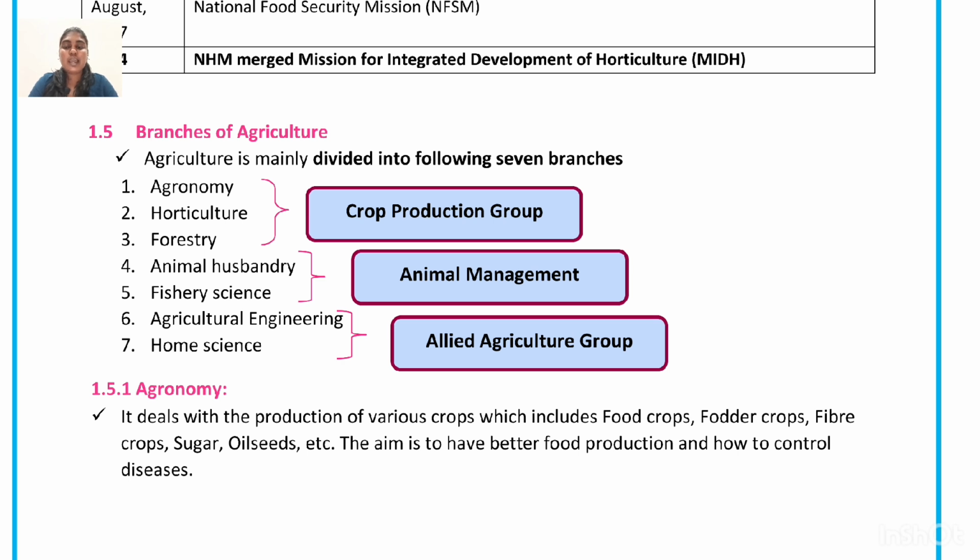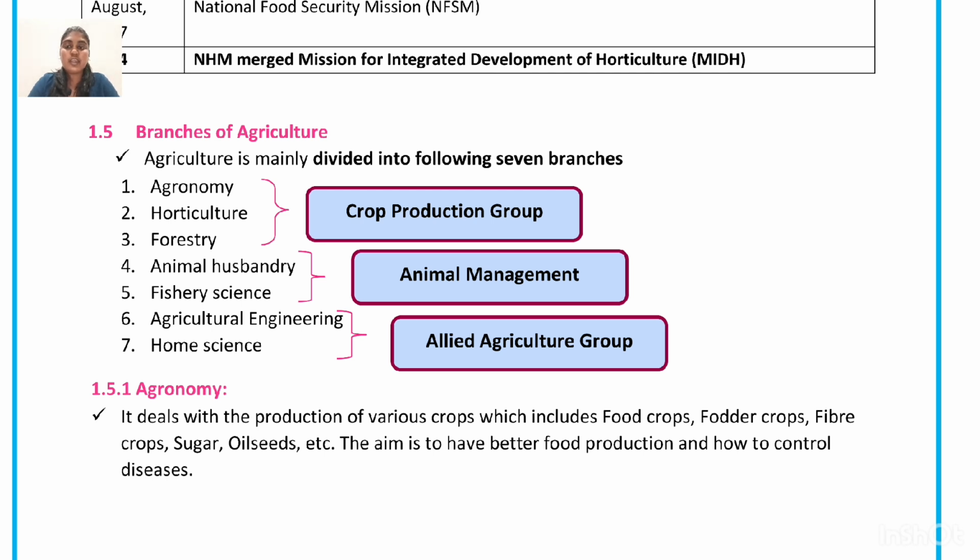Next, we have forestry. As the name suggests, forestry deals with the management of the forest, and the management of the produce we get from it. Forest crops and their management form the branch of agriculture known as forestry.